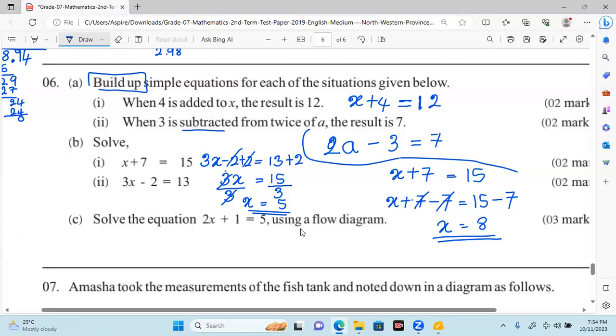If so, then here using a flow diagram. You have to use a flow diagram here. Then to the flow diagram, first of all, you enter what? You enter x.